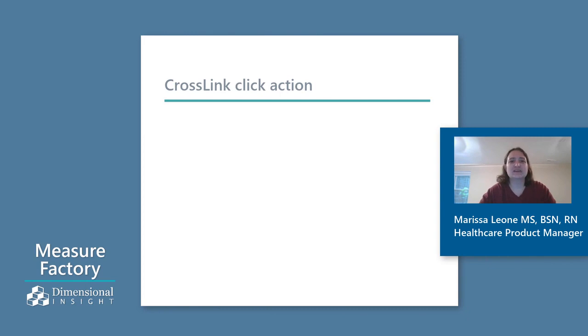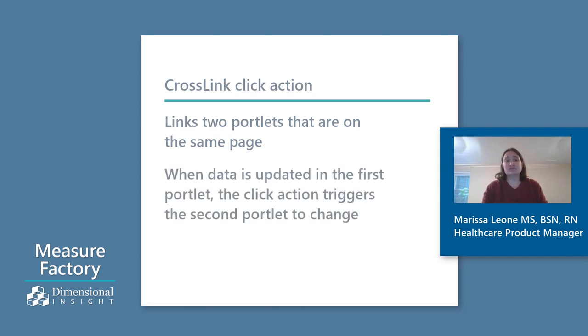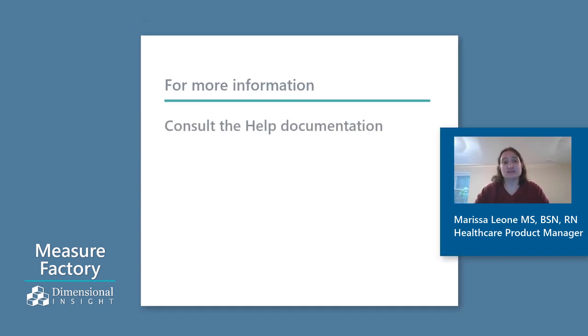So the other type of quick action is cross-link. This quick action links two portlets that are on the same page. So if data is updated in the first portlet, then the quick action will trigger the second portlet to change. This quick action has the following components. You can use the scope or the label, and this is not commonly used currently. And for more information on how this works, please see the documentation.